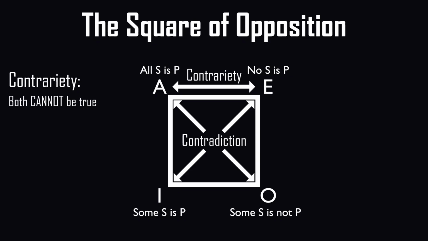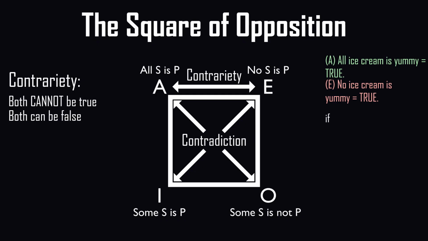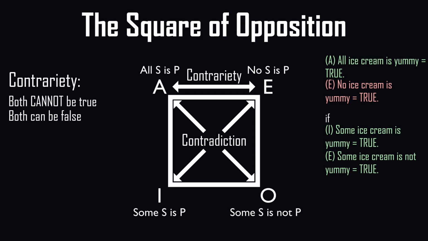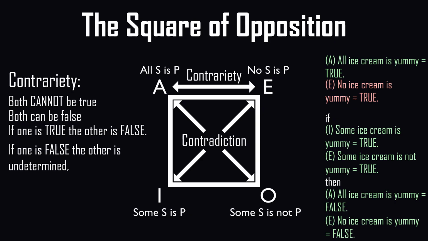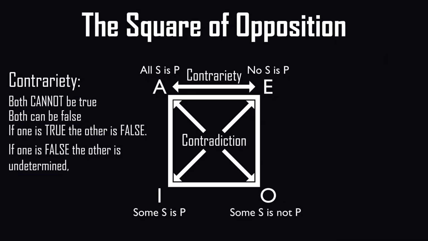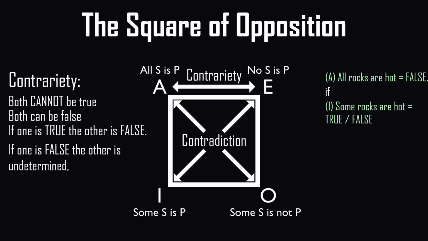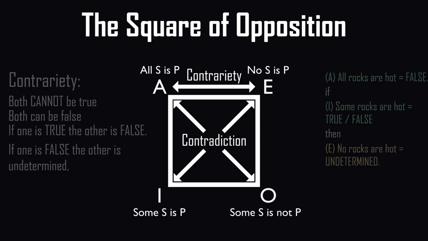Both cannot be true. You can't have all ice cream is yummy and then have no ice cream is yummy, but both can be false, such as in the case some ice cream is yummy is true, and some ice cream is not yummy is also true. Both the A and E propositions are false. Similarly to contradiction, if one is true, the other is false. But unlike contradiction, if one is false, the other is undetermined. Such as in the case that all rocks are hot is false, because some rocks are hot could be either true or false, so you don't know if no rocks are hot is true or false either.